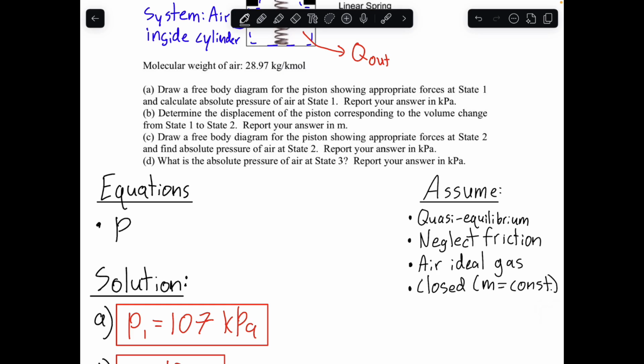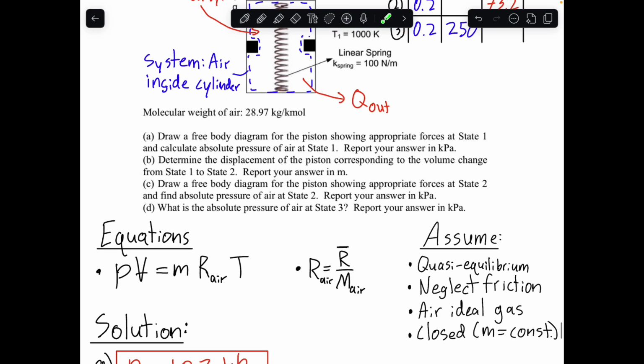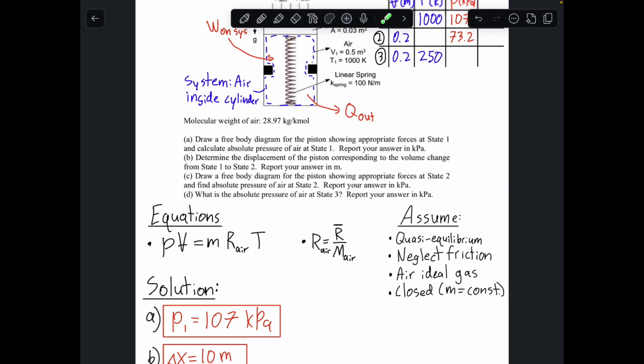Okay, so we have the ideal gas law, which is P times total volume is equal to mass times R of air, in this case, times the absolute temperature. And then we also have here that R is equal to R bar over the molecular weight of air. So that would be R of air. And molecular weight, remember, they give us right here. Okay, so this is all we need.